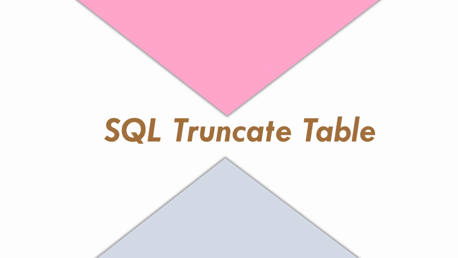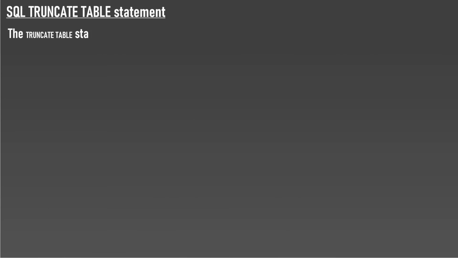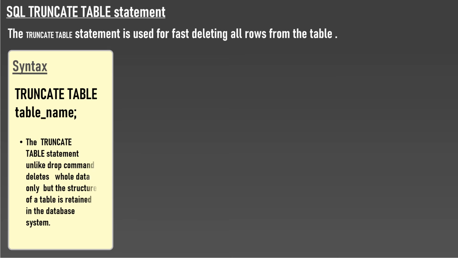Next one, the SQL truncate table command. This truncate table statement is used for deleting the records from a database table permanently. It is helpful for quickly deleting all the rows from the table, but the table structure is retained in the database system. So if you want to delete only the records from the database table permanently, the truncate table command is used.